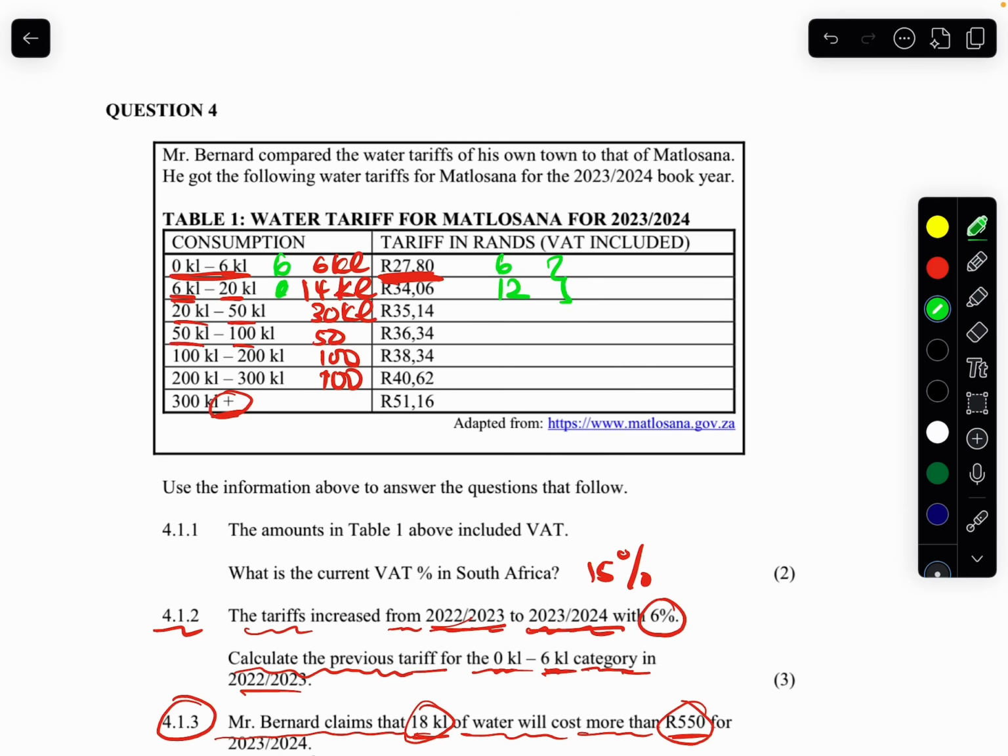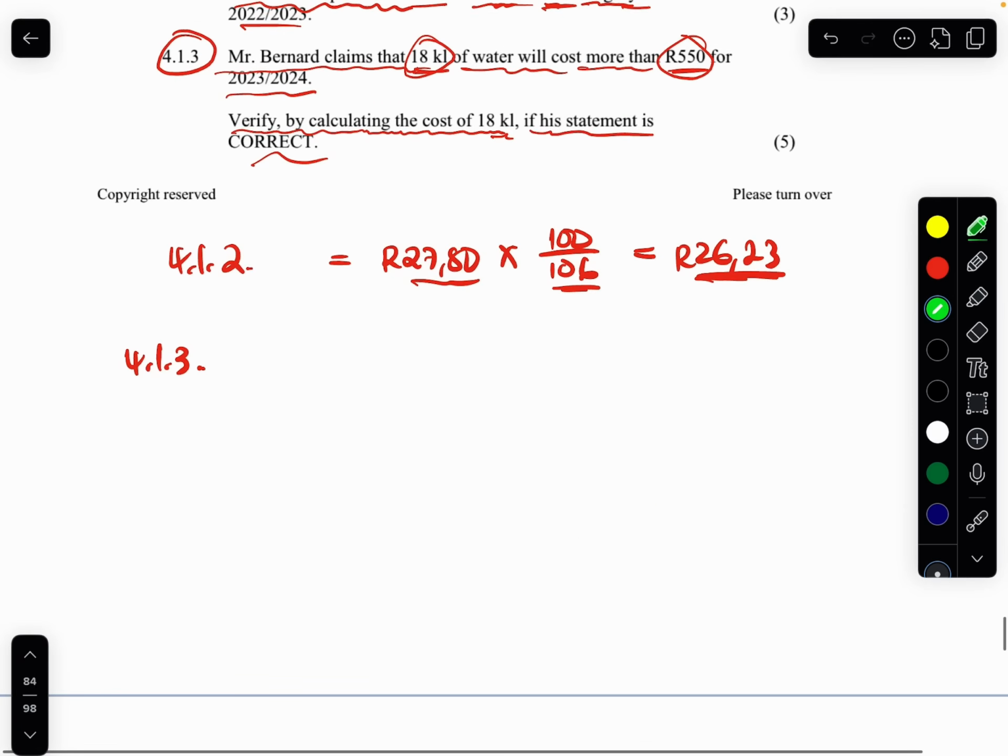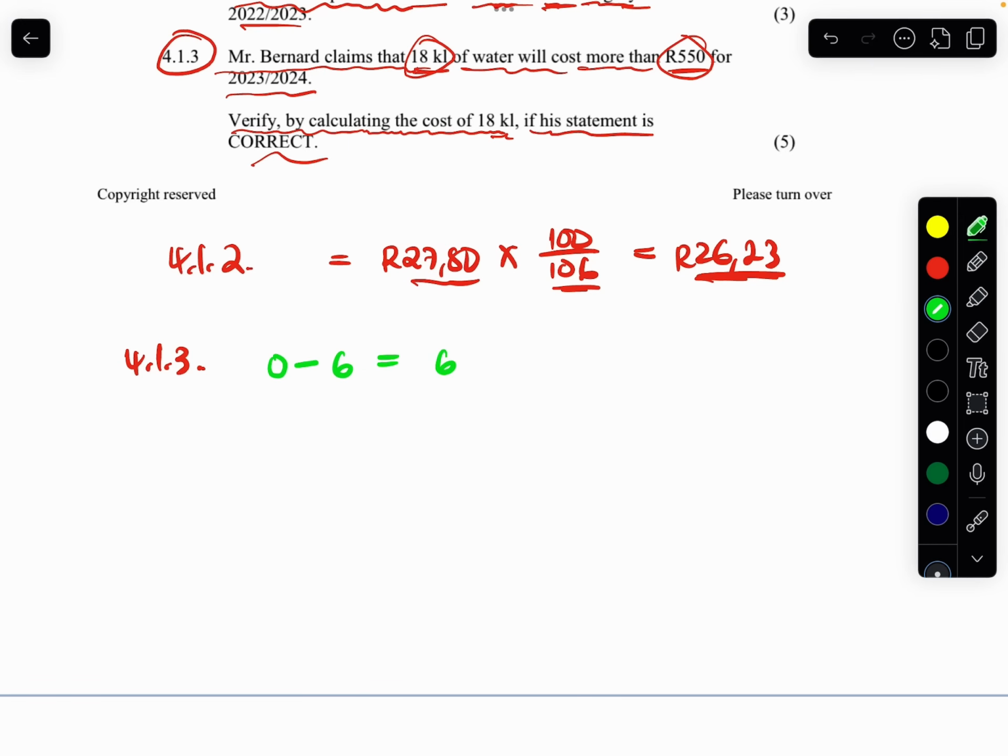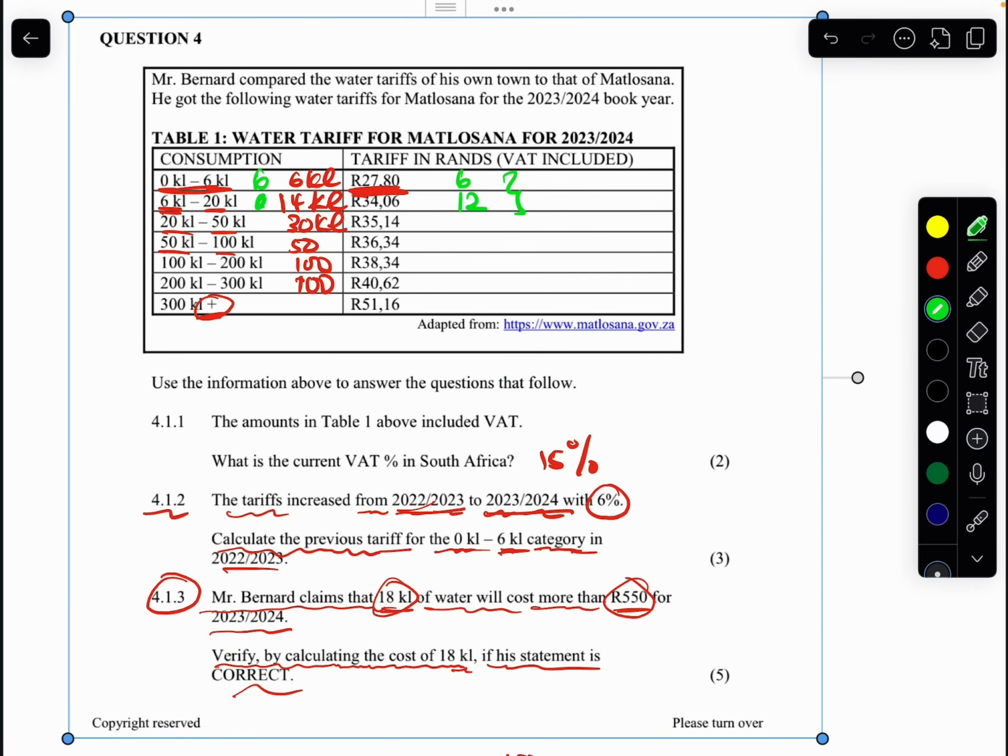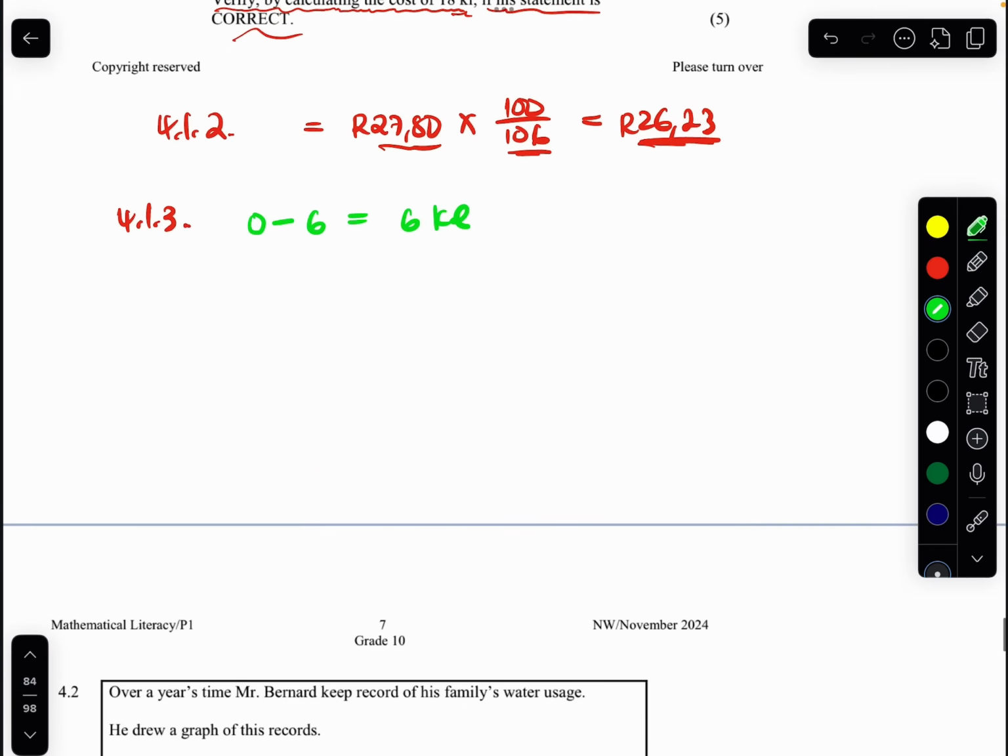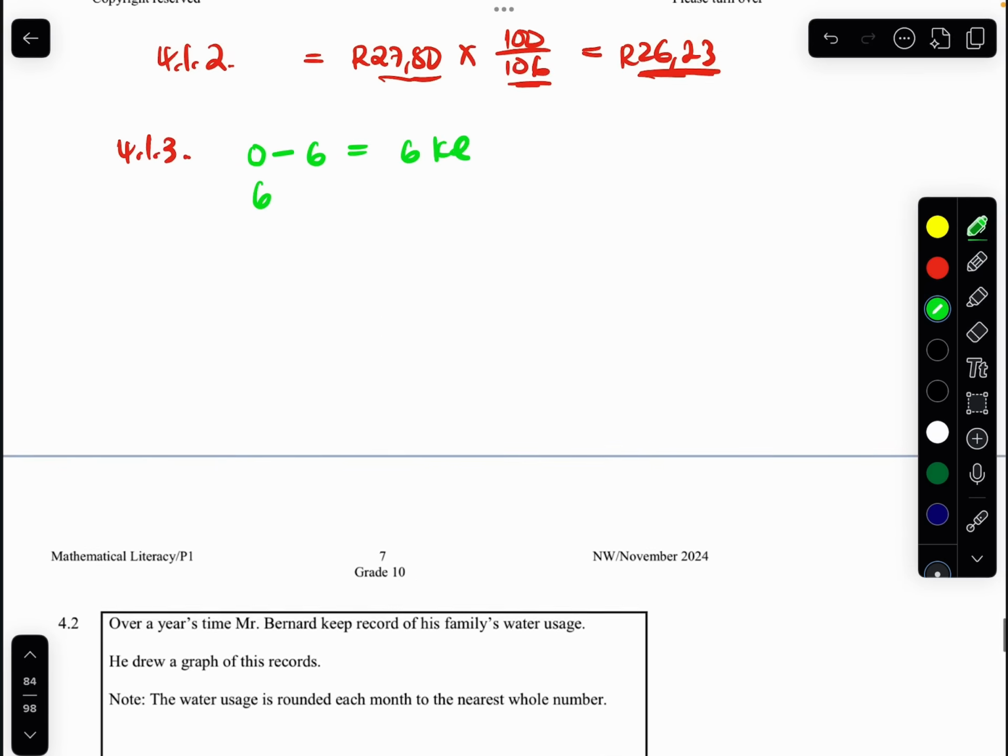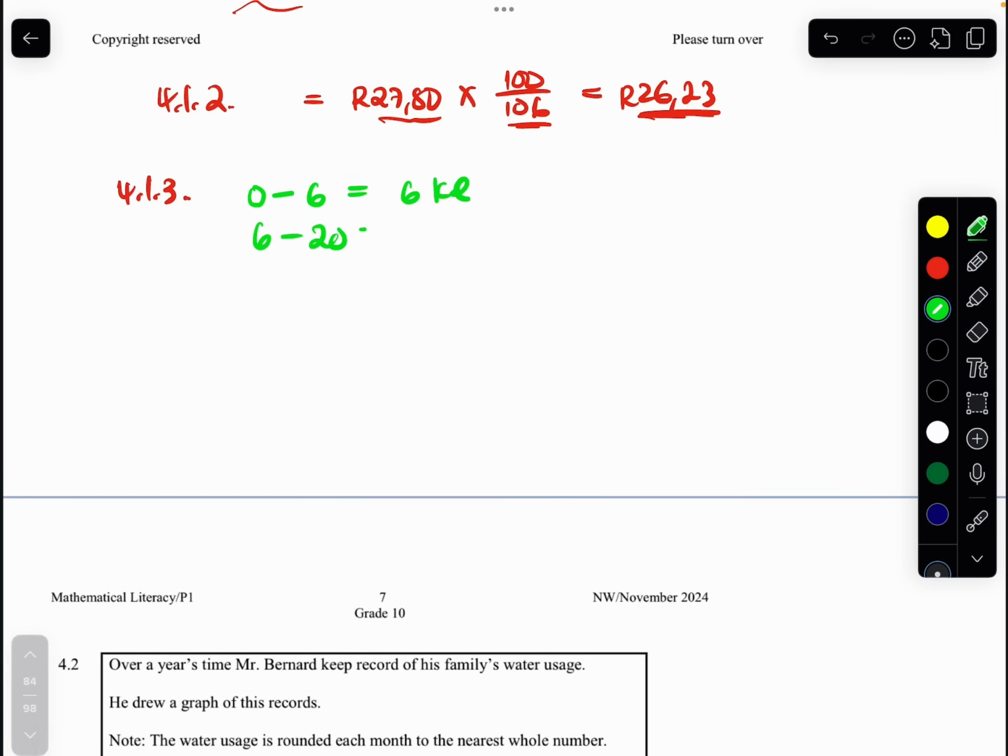So what are you going to do there? You're going to say 6 to 0 to 6. It's going to be 6 kiloliters there. And then from 6 to what? To 20. From 6 to 20, it's going to be 12. Right? You are going to have 12 kiloliters.